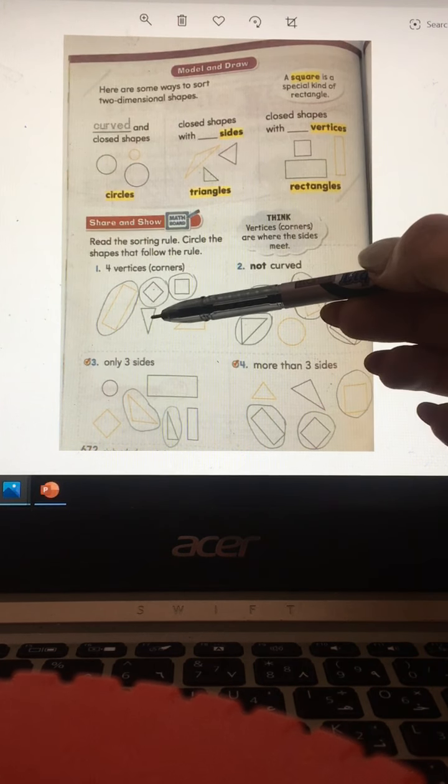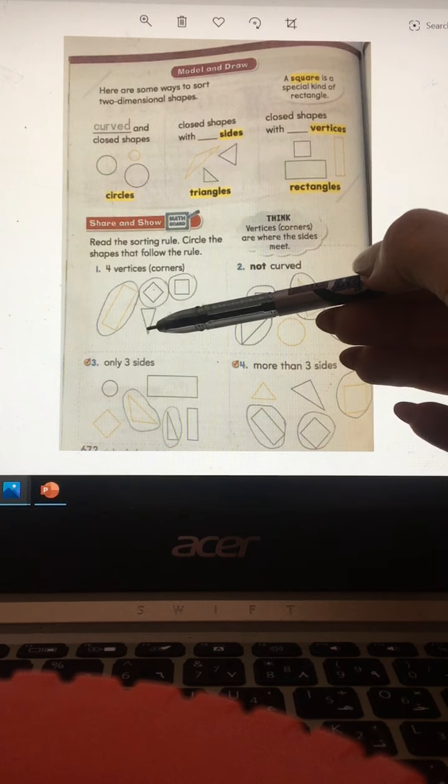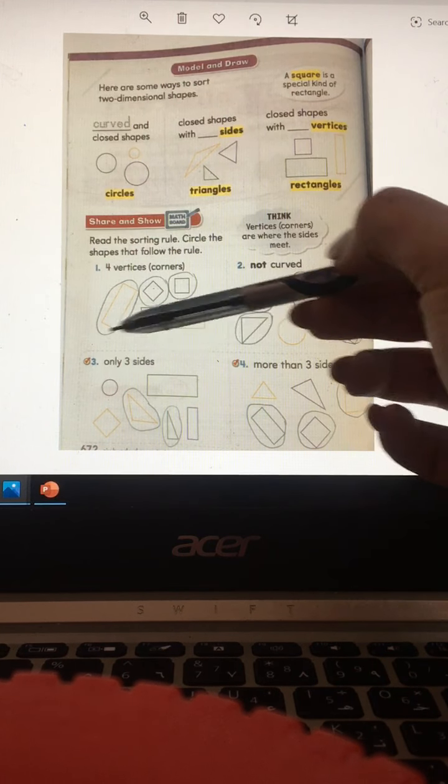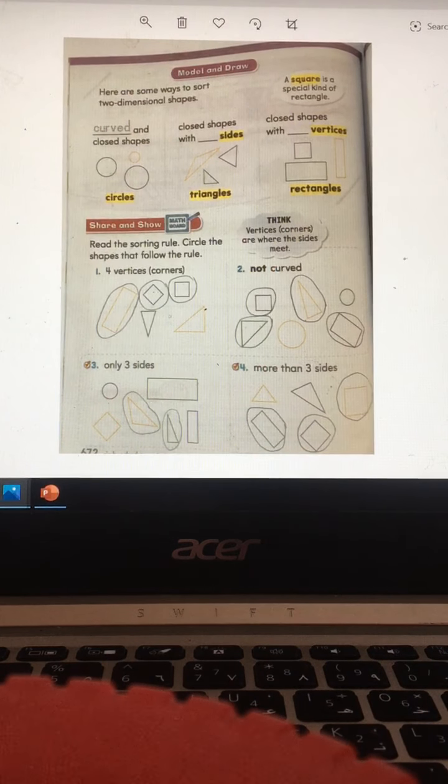Now let's have a look at this triangle also. It has 3 vertices as well. It's just drawn in another shape. So we are not going to circle this triangle as well.